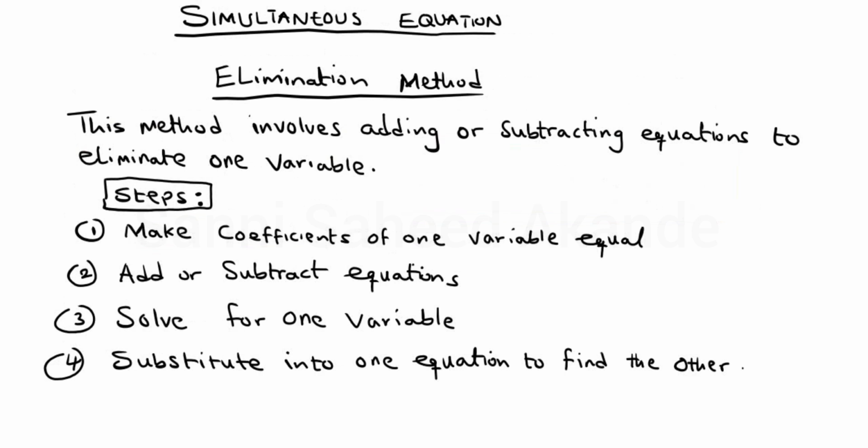Step one is to make the coefficient of one variable equal. Add or subtract equations, that is the second step. And the third one is solve for one variable, and thereafter you substitute into one equation to find the other. You may not understand these steps now until we begin to look at examples. Now, without wasting much of our time, let's dive into examples.